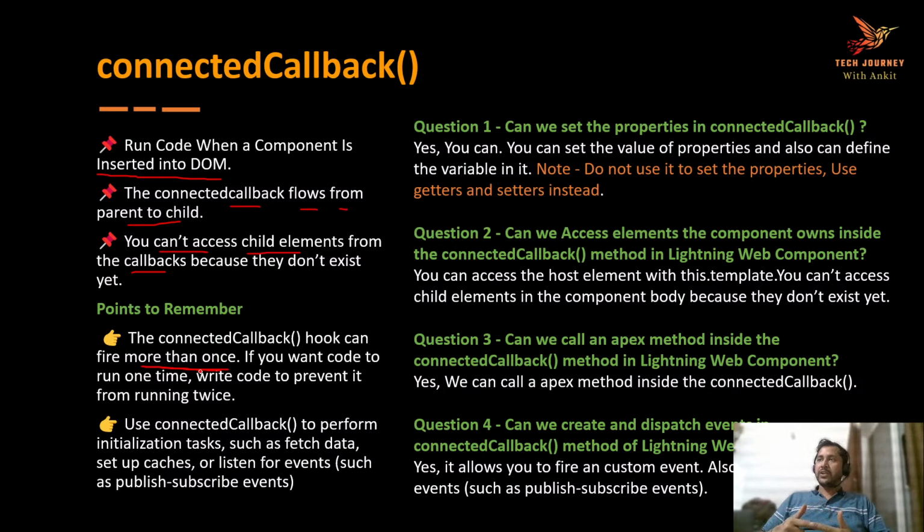Whenever you are writing code inside the connected callback, you have to make sure that the code you want to invoke only once is invoked only once. For that, you can definitely use a helper flag to prevent it. You have to make sure that your connected callback is not invoking the apex call again and again unnecessarily. Definitely that is the requirement. You can invoke it, but whenever you are building a lightning component, keep in mind that your connected callback hook can fire more than once.